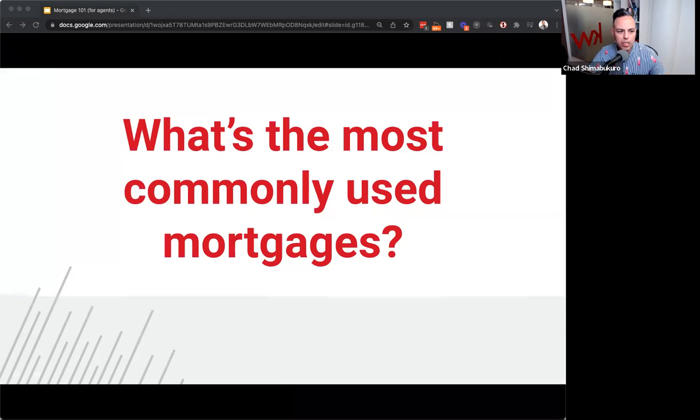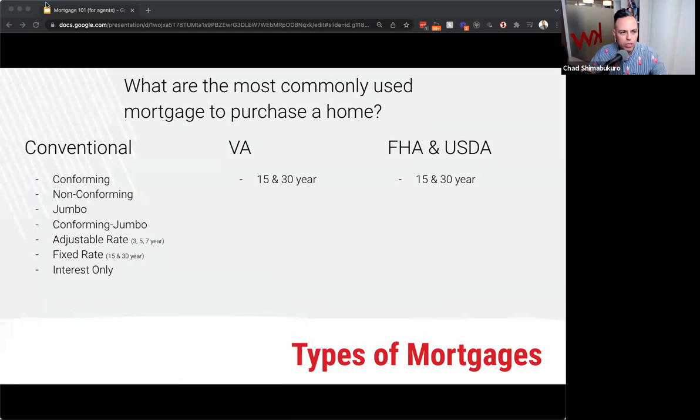What are the most commonly used mortgages? There are tons of mortgages out there. Here are the most commonly used ones, which is conventional. I'm sure you guys have heard that term before. And in conventional, there's conforming, non-conforming, jumbo, conforming jumbo. There's adjustable rates, fixed rates, interest only. So what does conventional mean? You've all heard of the terms, I'm sure, Fannie Mae, Freddie Mac. Those are quasi-government insurance companies that insure loans.